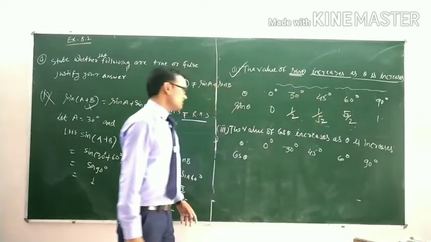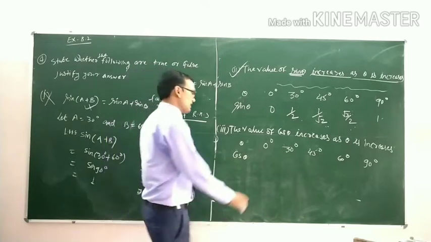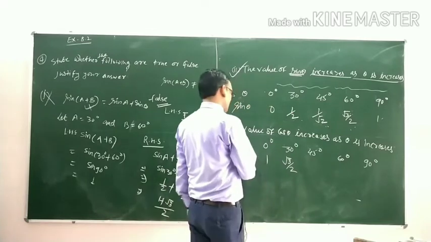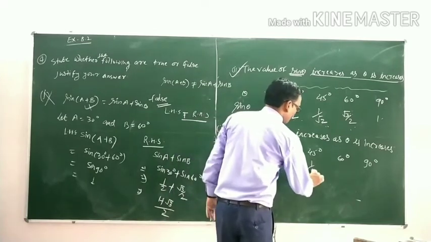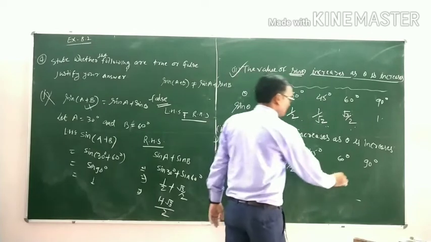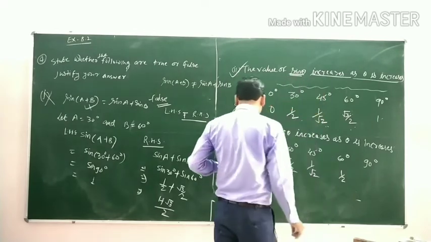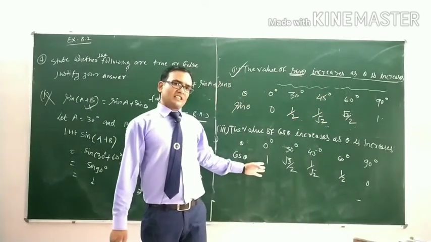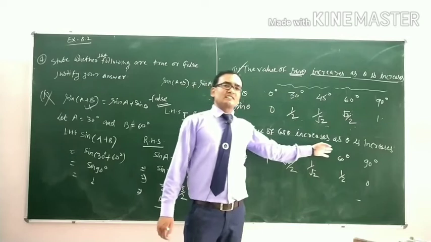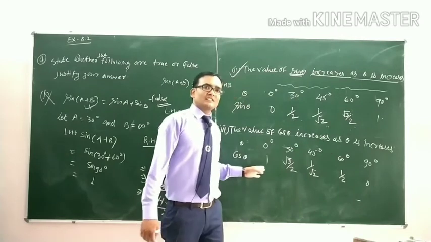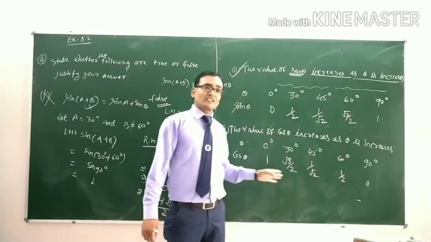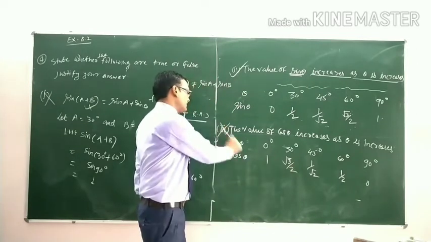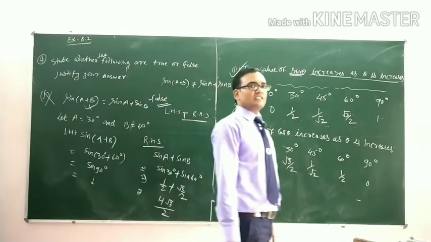Okay, students, cos 0 is 1, cos 30 is square root 3 by 2, cos 45 is 1 upon square root 2, cos 60 is 1 by 2 and cos 90 is 0. Here we observe that if theta increases, then cos theta decreases. Okay, students, this statement is false.